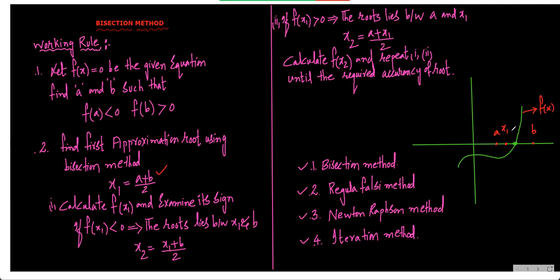If it is less than 0, then the root lies between x1 and B. If it is greater than 0, then the root lies between A and x1, and we take (x1 plus B) by 2 or (A plus x1) by 2 accordingly. Depending on that, we go closer to the solution. After some stages, 2 points of the solution will match, then we stop our process. This is called the bisection method. This method we adopt to find the solution. On the next page, we start one problem and find the solution.